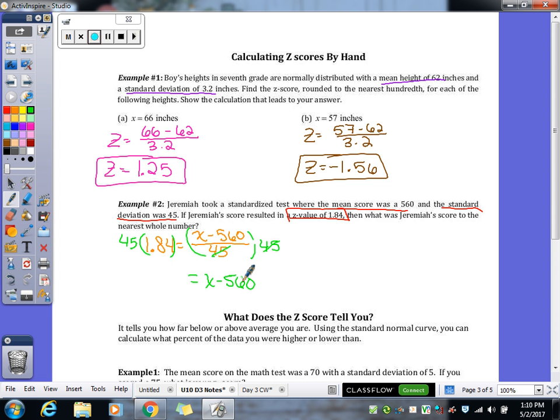So 45 times 1.84 would give us what? 82.8. And then what would we do? Add 560. So 82.8 plus 560 is 642.8. Now they told us to round to the nearest whole number, so what would that round to? 643. So 643 was his score.